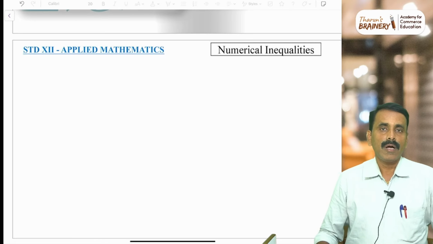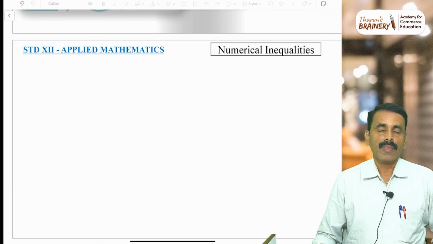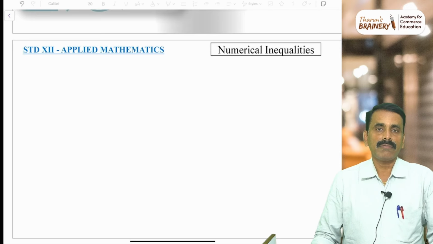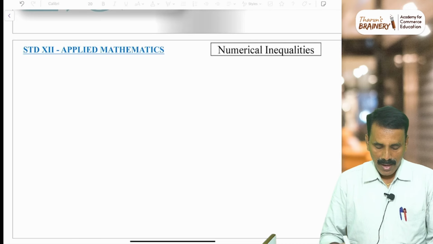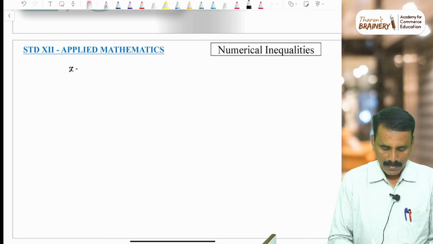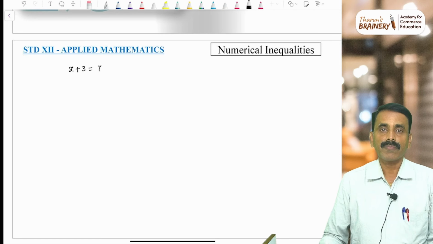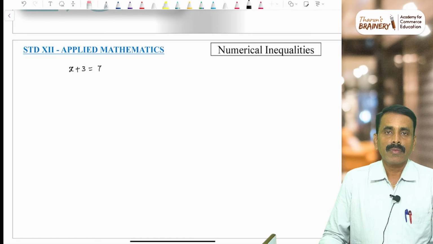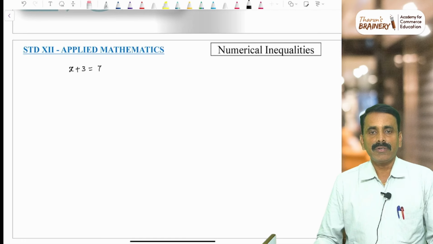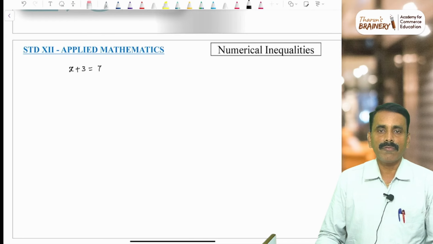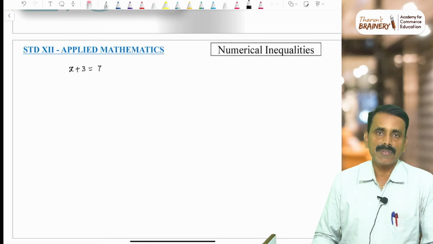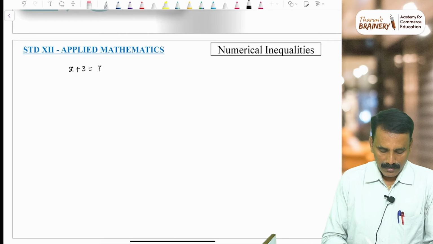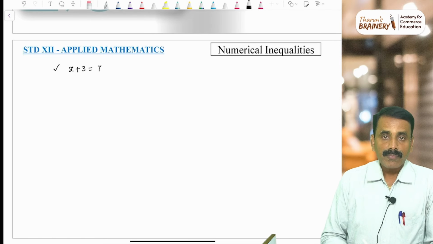We have studied about equation. What is an equation? An equation is an expression which will have an equal to symbol which connects the left hand side and right hand side. So, we will be having an expression x plus 3 is equal to 7. This is an equation. That equation will be classified into two different types depending on the number of variables and the degree of the given expression.